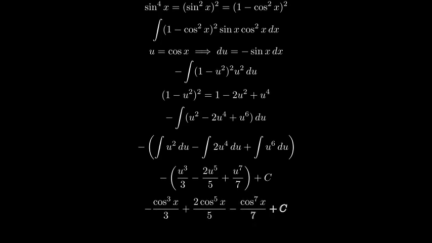Substituting back u equals cosine of x, we get our final answer. Negative cosine cubed of x over 3 plus 2 cosine to the fifth of x over 5 minus cosine to the seventh of x over 7 plus c.